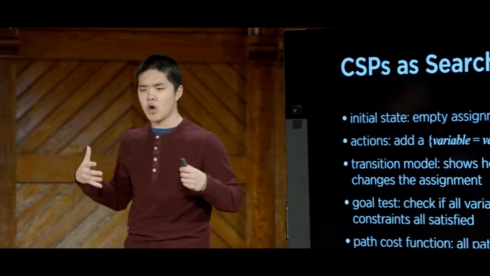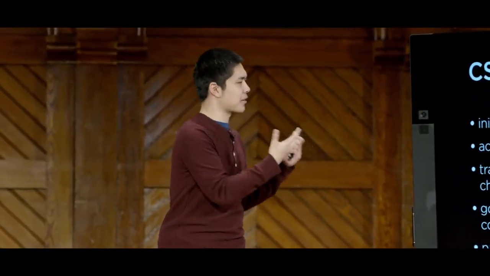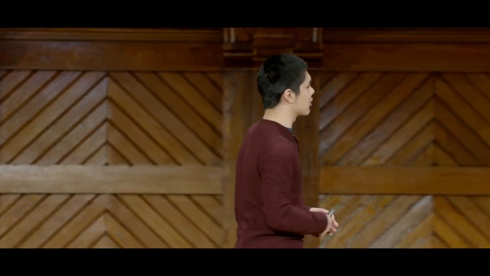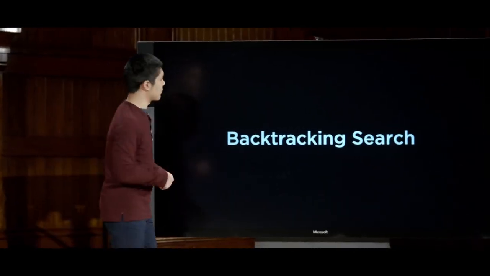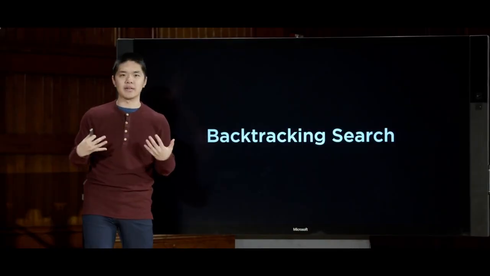And so there are some ways that we can try and revise this idea of a search algorithm to apply it specifically for a problem like a constraint satisfaction problem. And it turns out the search algorithm we'll generally use when talking about constraint satisfaction problems is something known as backtracking search.